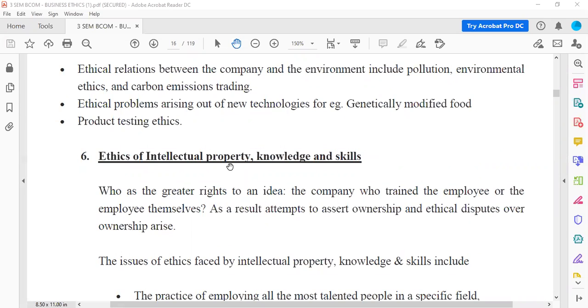So there are a lot of pollutions that will be done by the companies. So they have to make sure that they check all that before doing the manufacturing. Then ethical problems arising out of new technologies, genetically modified food. Now there is a lot of new technology usage that can be done. So to what extent is that artificial food correct?